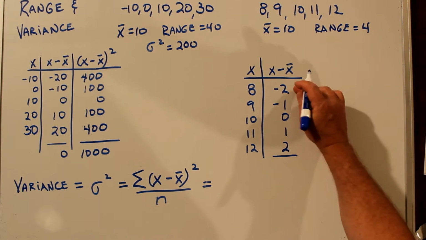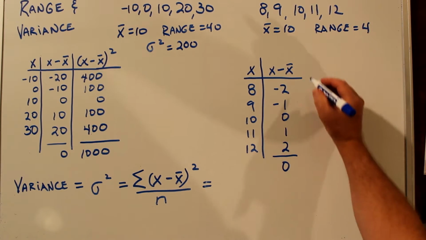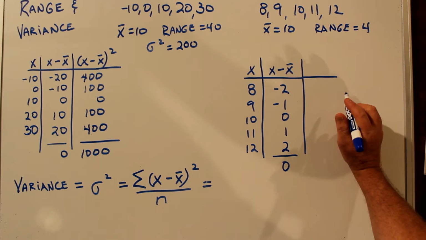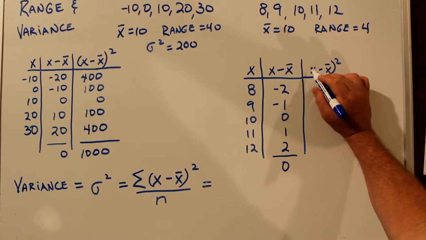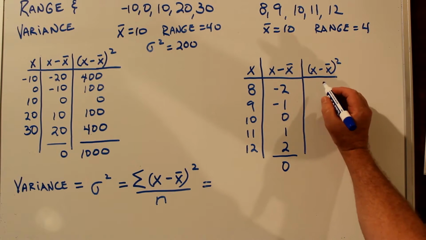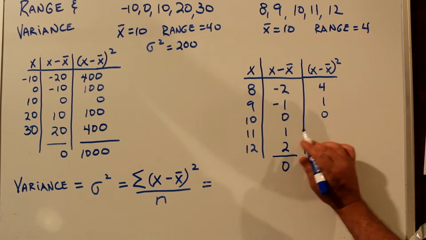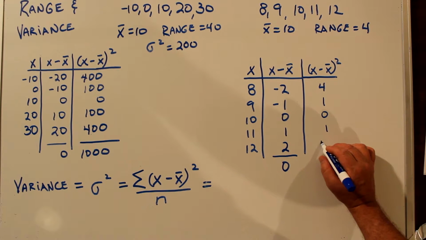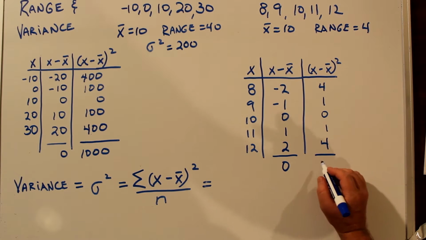And again, if we summed up these numbers, we have minus 2 plus 2, minus 1 plus 1, we would get 0. So let's square each one of these differences, x minus x bar quantity squared. So we have minus 2 squared is plus 4. Minus 1 squared is 1. 0 squared is 0, 1 squared is 1, and 2 squared is 4. And now we're going to sum up this column. So we have 5 plus 5 is 10.